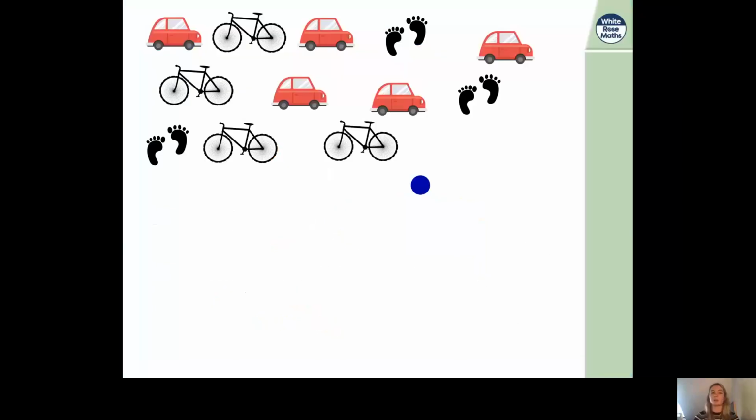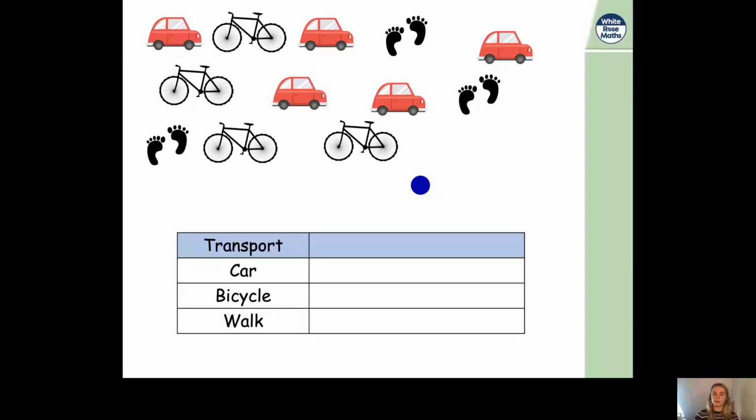So here we have some pictures. We have some cars, we have some bicycles, and we have some feet which represent walking. So we are going to look at creating a pictogram for these different modes of transport. So this is how different children get to school. So they either go by car, by bicycle, or they walk.